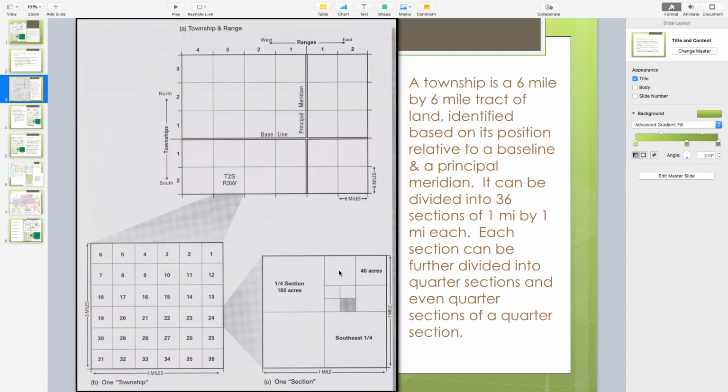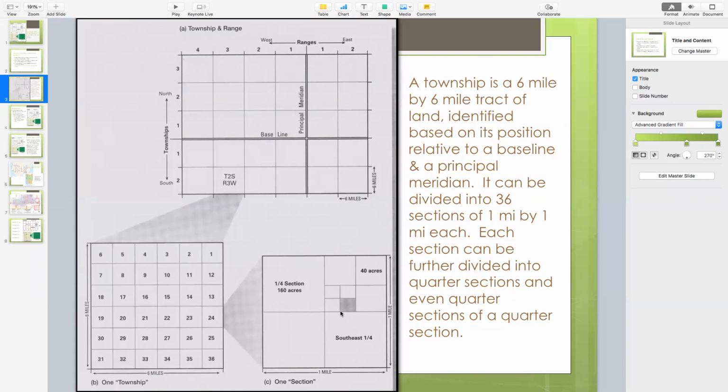And looking at these quarters, they can further be divided into quarters. The quarters can be divided into quarters, and you can keep dividing quarter by quarter by quarter. Okay. So here, this shaded parcel of land, how do we state where it is?